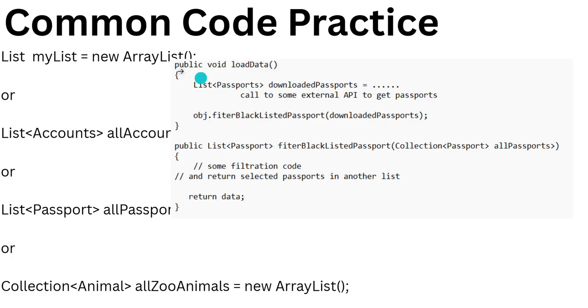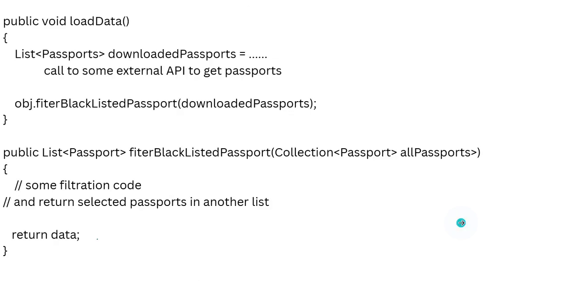So why do we have to write a whole lot of these things, and what is a use case scenario? You can observe right there that we have two methods, and this method is taking the collection. It is compatible with the collection, meaning that when calling the filtered blacklisted passport method, I can pass any kind of collection. It can be either a list, a set, or anything else. Let's look into that deeply.